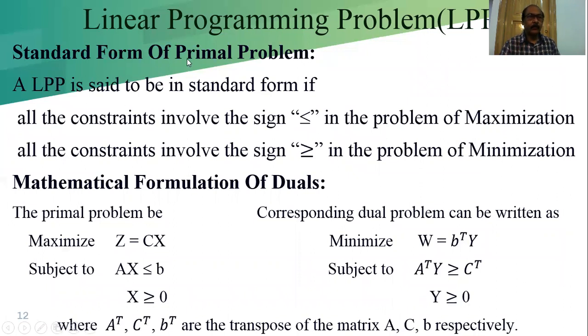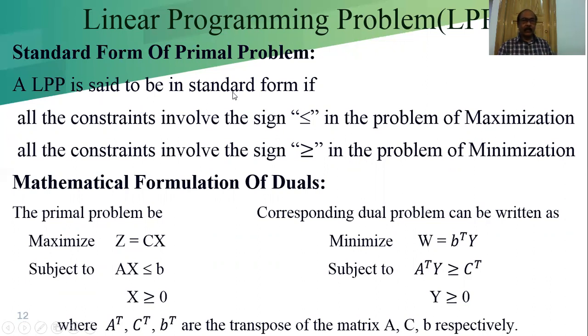Standard form of the primal problem. First we have to convert it to a canonical form. An LPP is said to be in standard form if all the constraints involve the less than or equal to sign. That standard means the canonical form, basically. All the constraints involve the less than or equal to sign, and the problem is a maximization problem.